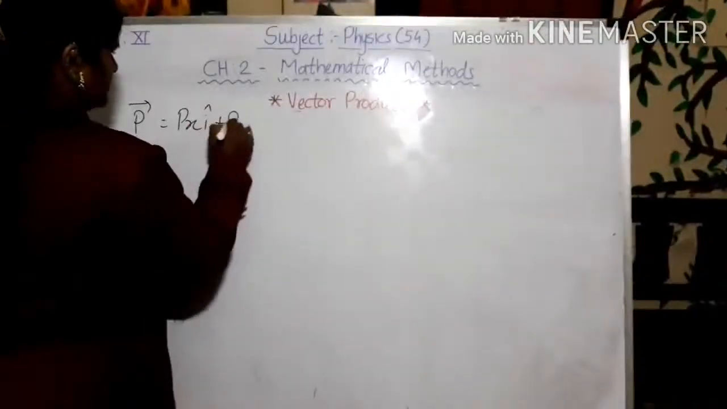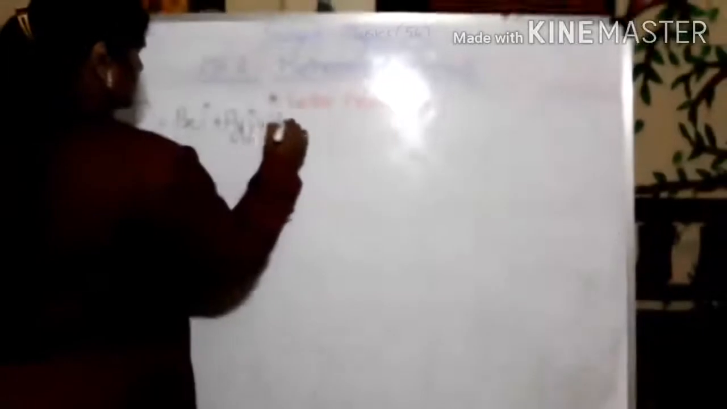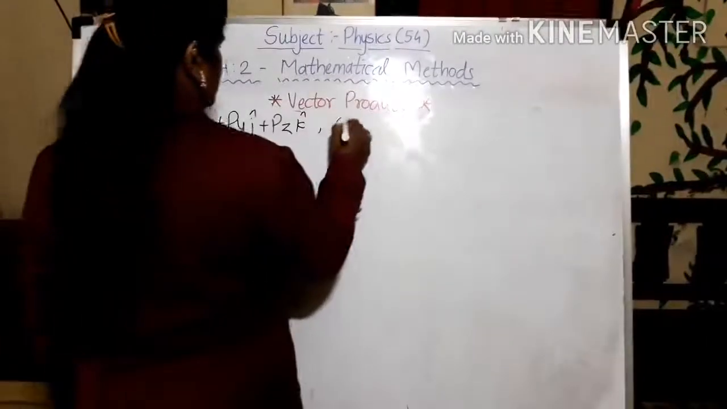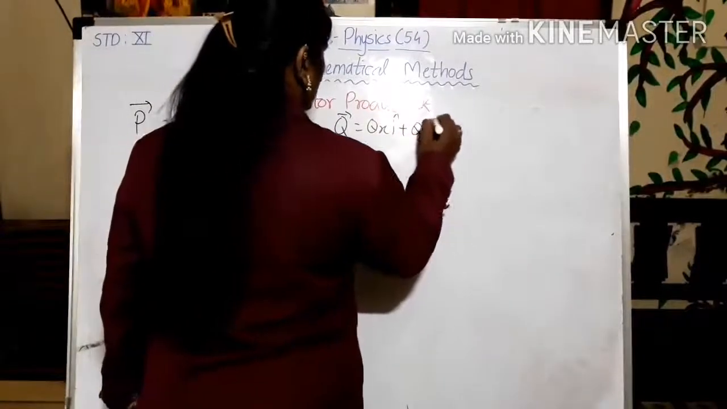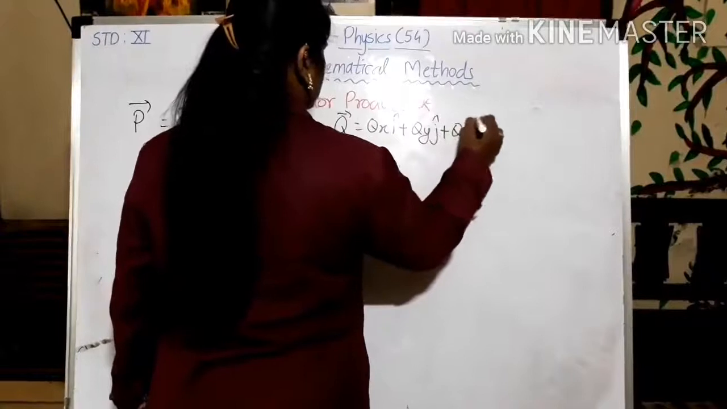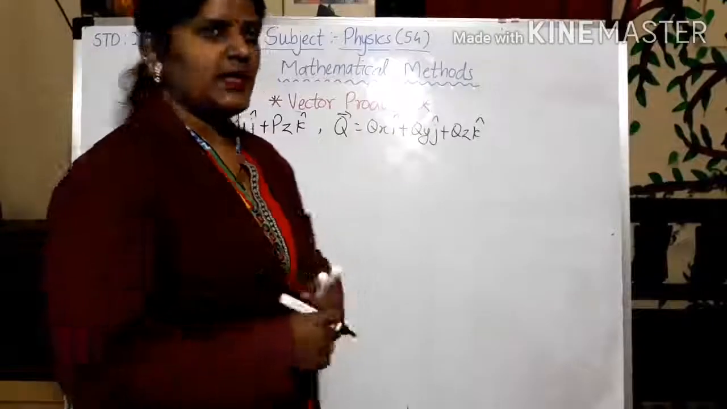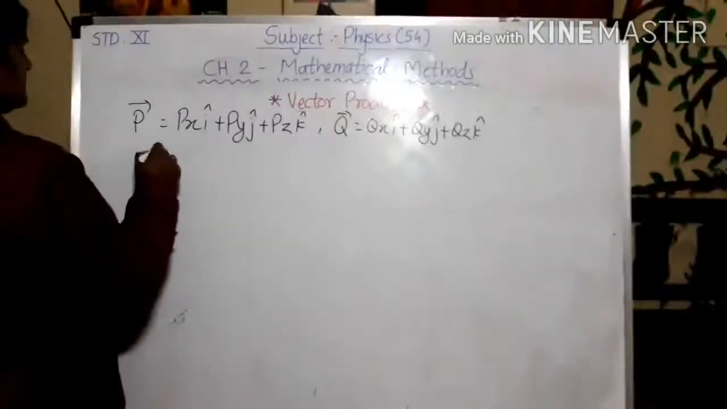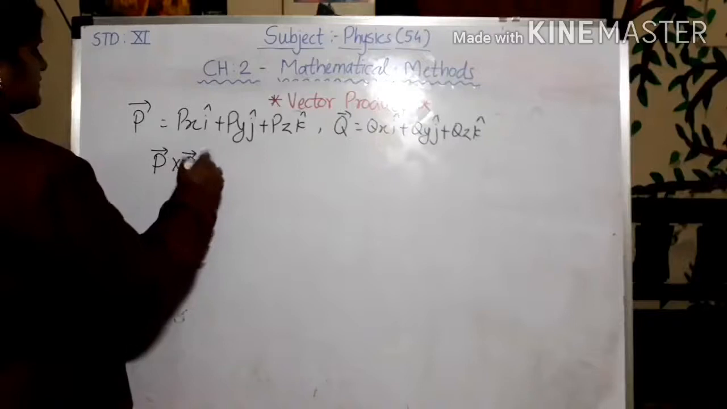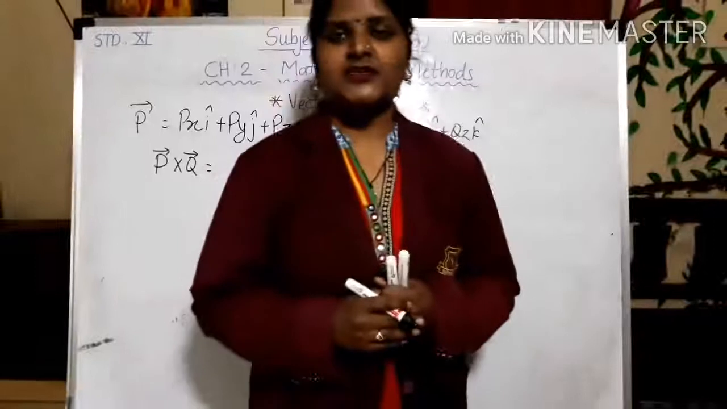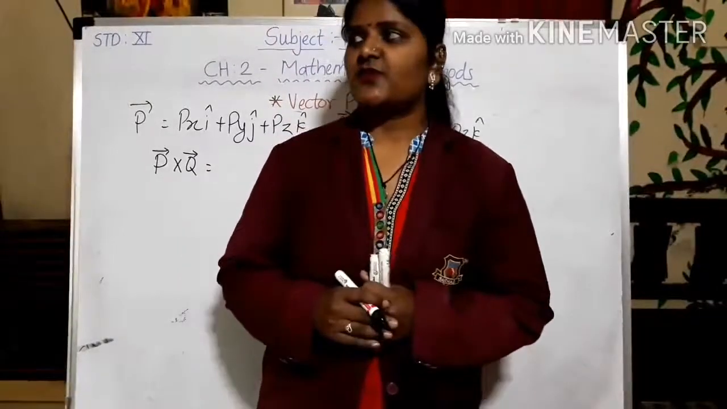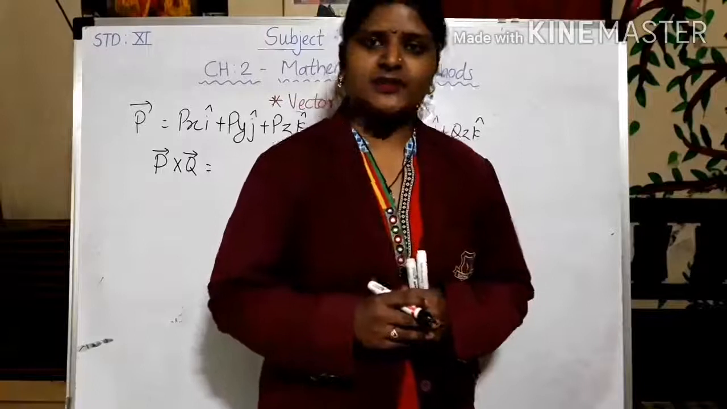So P bar is Pxi plus Pyj plus Pzk. Q bar is Qxi plus Qyj plus Qzk. Is it right? Yes. Now we are going to cross multiply. Okay, so for that we have to know the characteristics which are there to use for i, j and k.